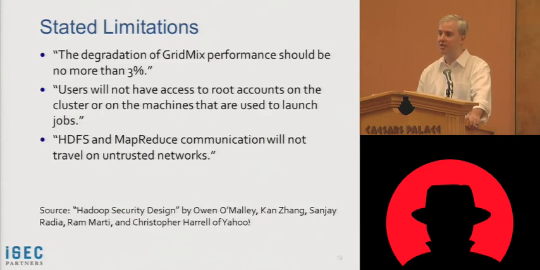So they're extremely sensitive to performance hits. Users will not have access to root accounts on the cluster or on machines that are used to launch jobs. We talked about all that symmetric crypto that would fall apart if users could steal the shared keys, right? And HDFS and MapReduce will not travel over untrusted networks, and so this is key, right? By default they're going to be using unsecured transports, and they say, well, you know, trust your network, and that's essentially what we had to do before. We had to trust our network. Now we have to trust our network.